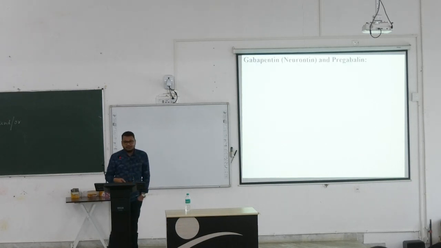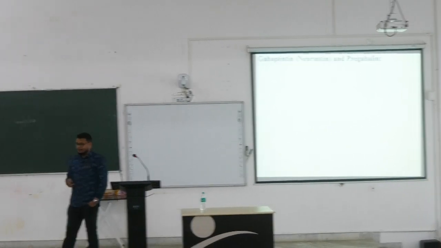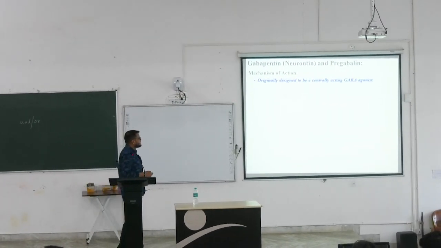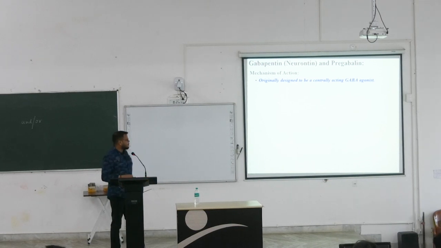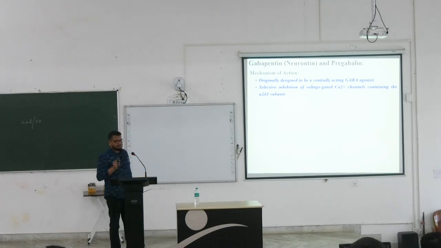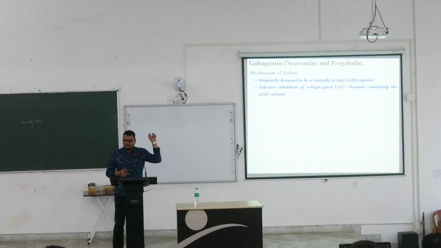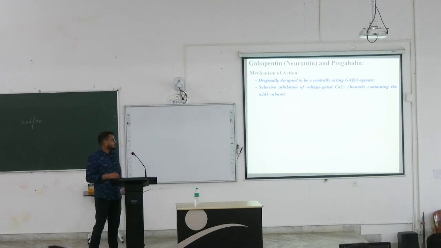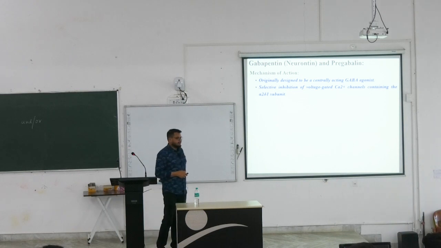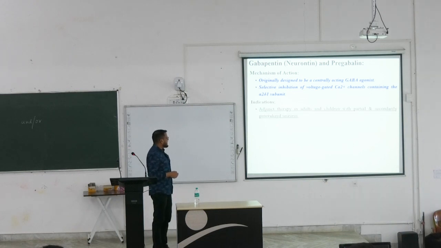So very important one, gabapentin and pregabalin. Originally designed to be a centrally acting GABA agonist. Selective inhibition of voltage gated calcium channels containing the alpha 2 delta 1 subunit. I have told you, the first picture I have shown you. So that is the mechanism of action of gabapentin and pregabalin. Indications: adjunct therapy in adults and children with partial and secondary generalized seizures.